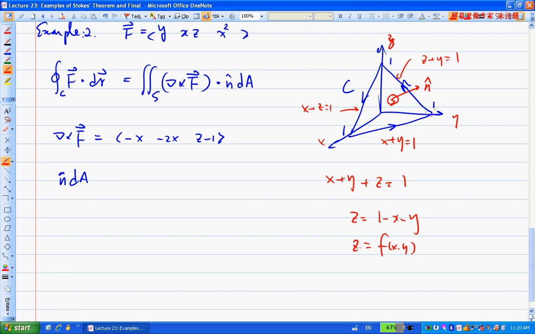And what is f of x, y? 1 minus x minus y. So then we're back to the formula for n hat dA for an explicit surface. If you look at your formula on the first page, at the bottom, the second line from the bottom, there's a general explicit surface: n hat dA equals positive or negative, negative f_x, negative f_y, 1 dx dy. Anybody doesn't have the formula?